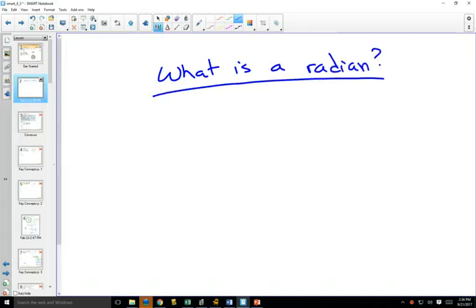So we're going to start this lesson by learning a new measurement for an angle. Up till now, you've dealt mainly with degrees. We're going to learn now what a radian is, and then the relationship between what a radian is and what a degree is. So I am going to first do a little survey here.